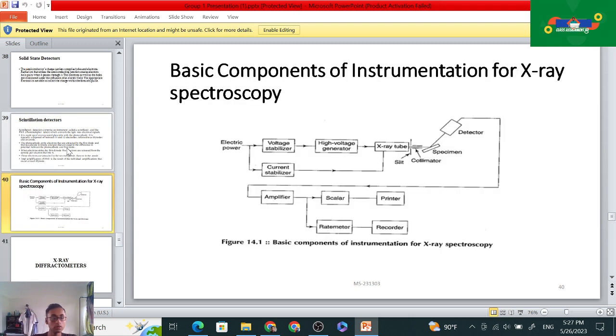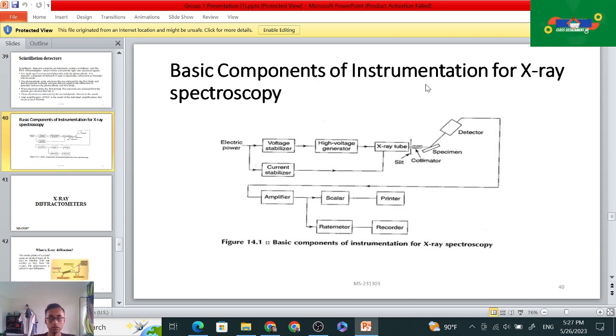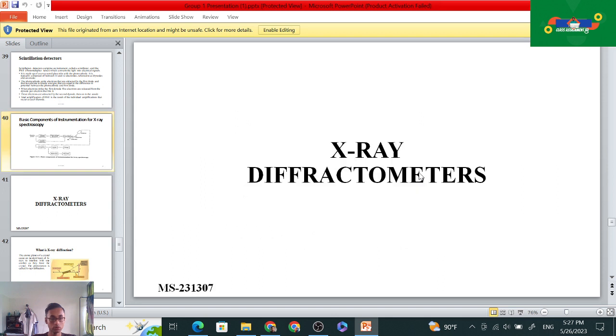Basic components of the instrumentation for X-ray spectroscopy: the electric power voltage stabilizer, high voltage generator, X-ray tube, slit collimator, then specimen, detector, then a current stabilizer, then amplifier, scaler, then printer, then rate meter, and then recorder. These are the basic components of the instrument of X-ray spectroscopy.